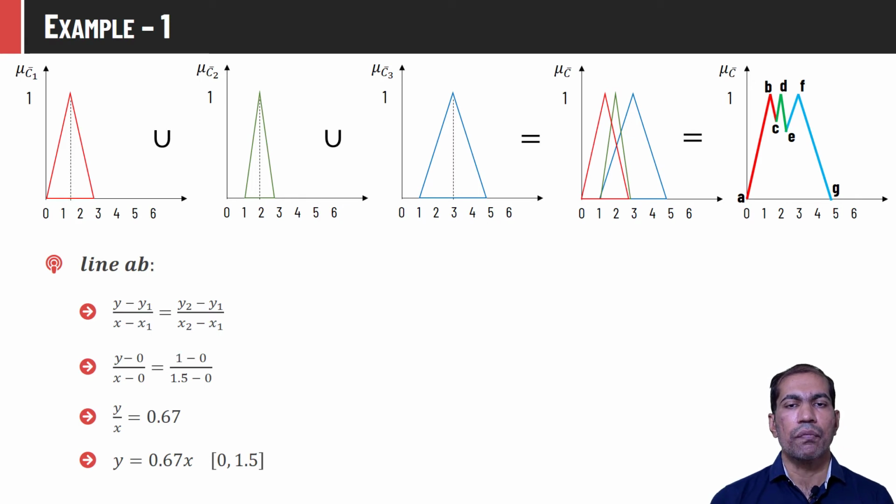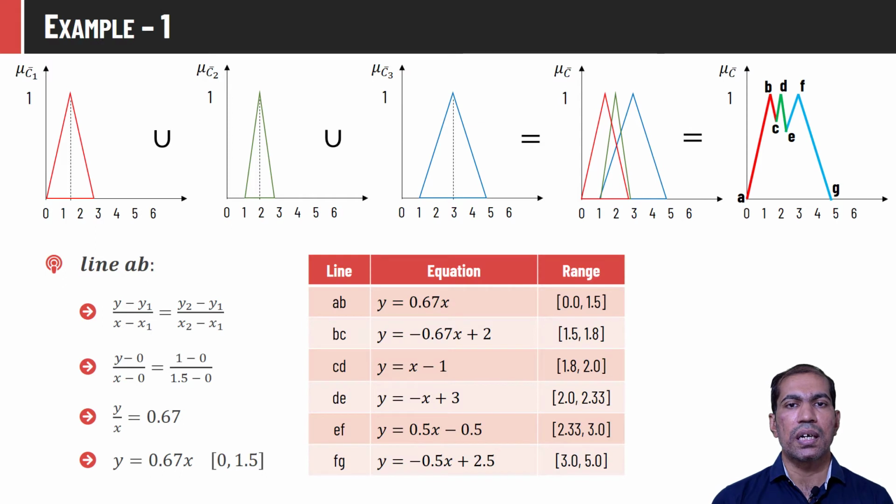In a similar way, we can compute the equation for all the lines, and those equations are summarized in the table. If you have any difficulty in understanding how to find the equation of the line or how to find out the x value whenever lines are intersecting, I recommend you to watch the video on defuzzification methods part 2, in which I have explained in depth how to compute the intersection point and to find a particular x value for those lines.